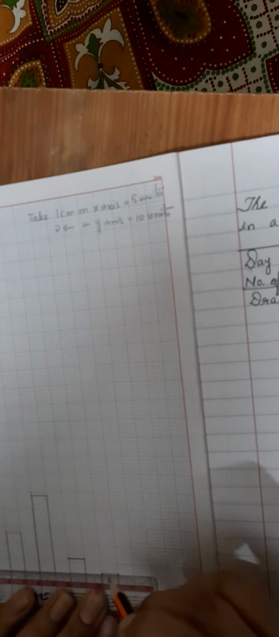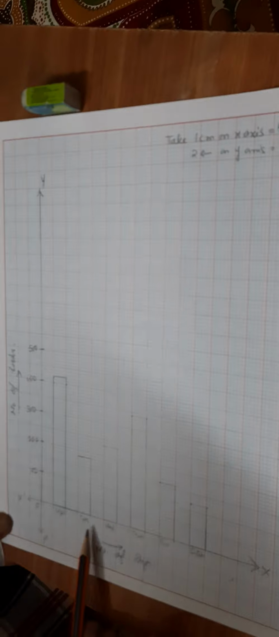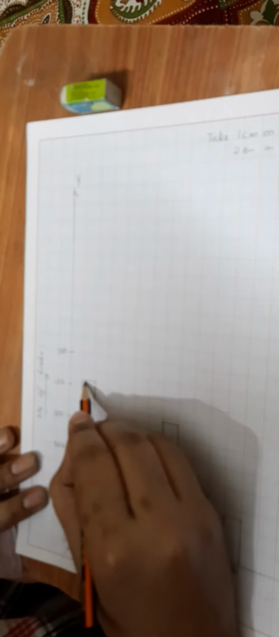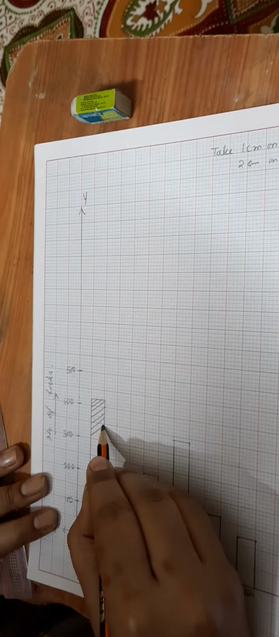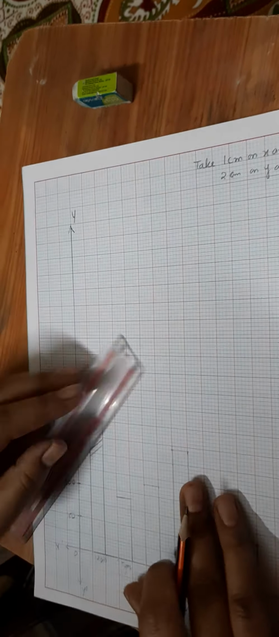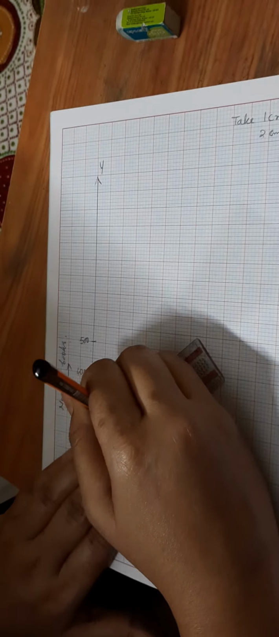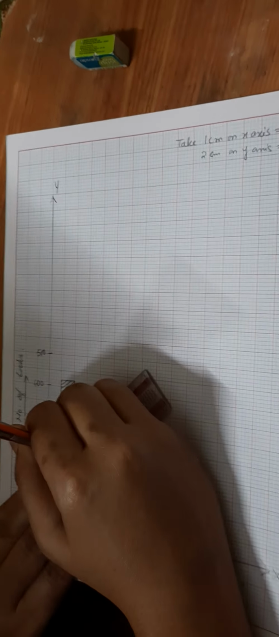Now, the number of days is represented on the x-axis and the number of books is represented on the y-axis. This shows the books sold on different days, that is Monday, Tuesday, Wednesday, Thursday, Friday and Saturday. To make it more eye-catching, you can draw lines between the bars. It looks good. You all should do it with the help of a ruler and pencil in this manner.